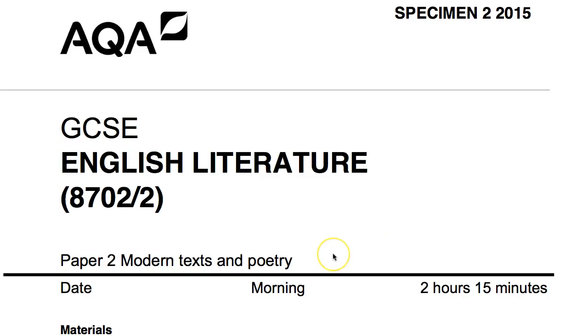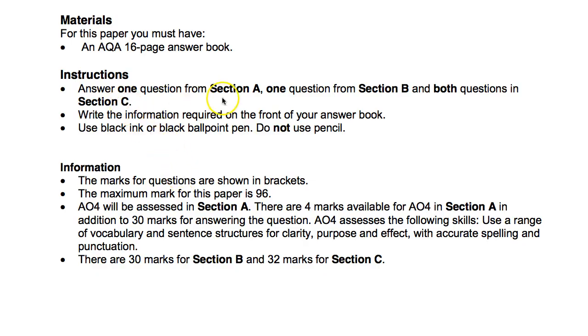Hello again. Today we are looking at that candidate's answer to a question on the second specimen paper of the English literature paper, Modern Text and Poetry. We're looking at section A, which is worth 30 marks, approximately a third of the marks of the exam. It's a 2 hour and 15-minute paper, and therefore you have about 45 minutes to write your answer.